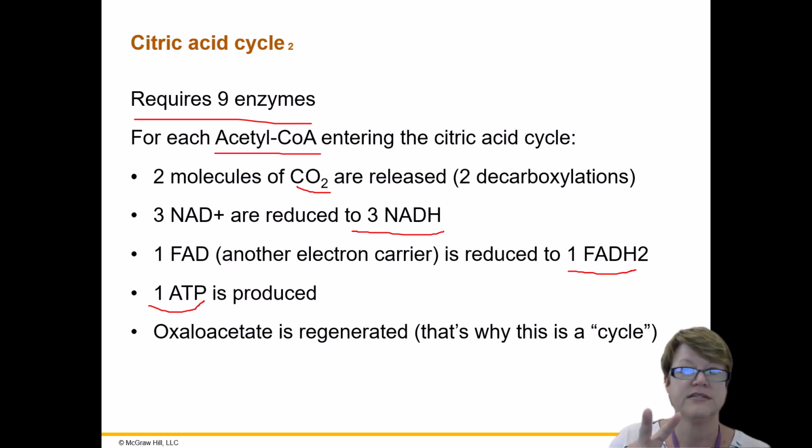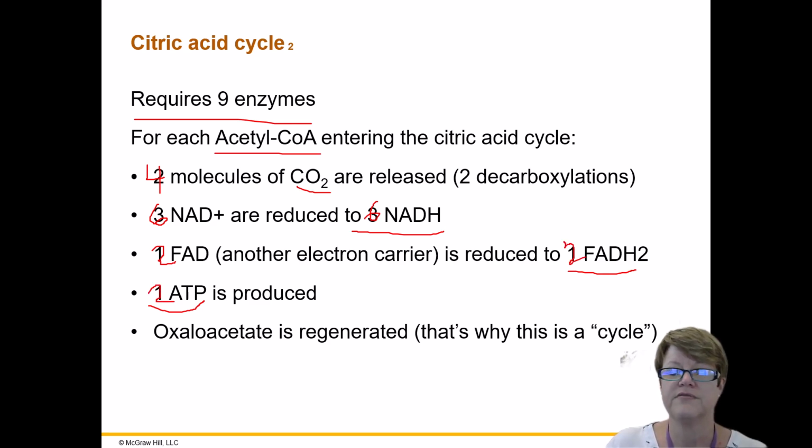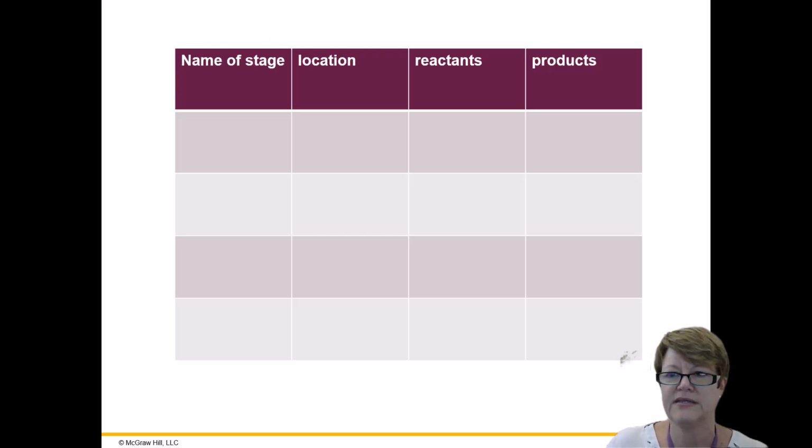However, we have two acetyls coming in, so just like before, we really have to multiply all these things by 2. So when we multiply all these things by 2, we see the real total yield of the citric acid cycle or the Krebs cycle. All right. So for every 2 acetyl coming in, then we double everything. All right, so let's summarize at least the reactants and products of these processes.